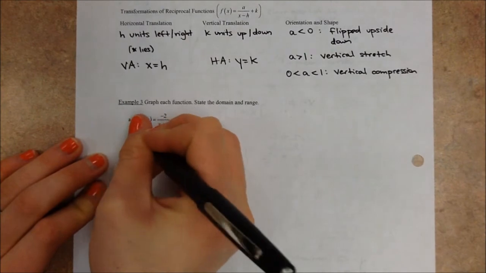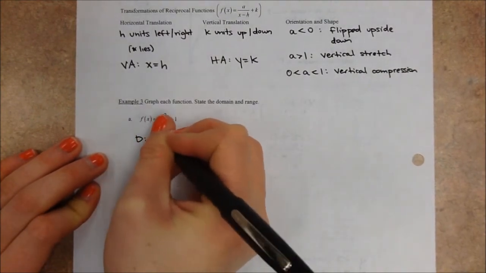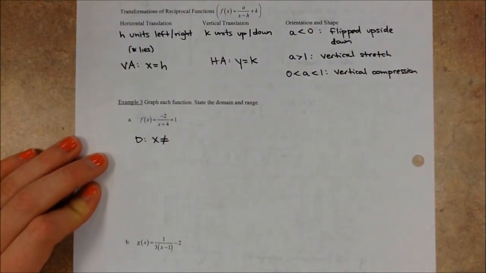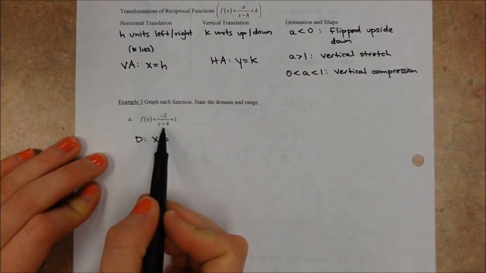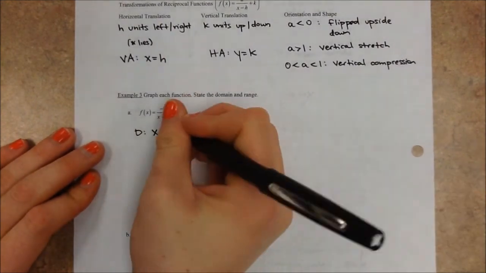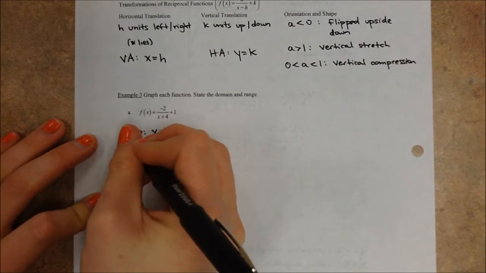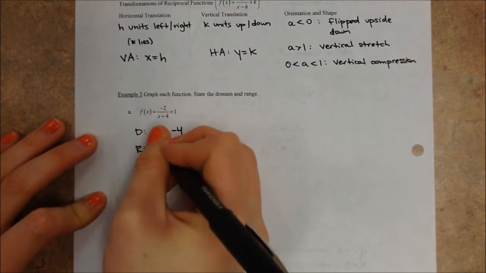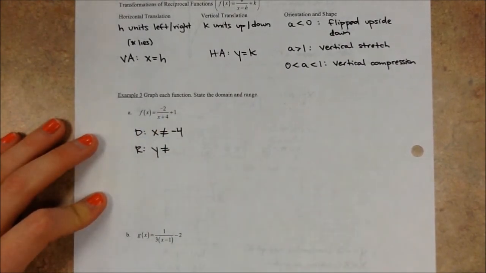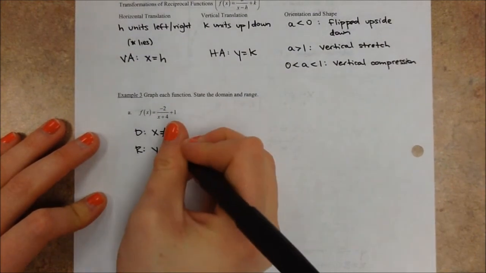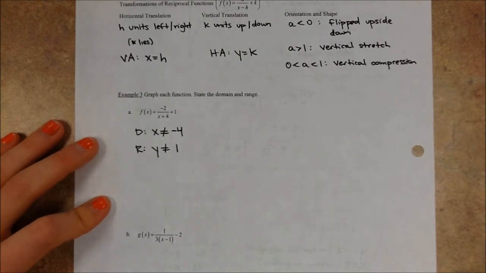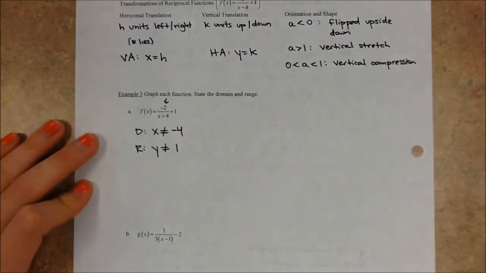So for my domain, remember x can equal anything but the horizontal asymptote. And since x lies, the horizontal asymptote is the opposite of what you see here, which would be a -4. In the range, the y value can be anything but the horizontal asymptote. All right, so the horizontal asymptote is a 1, so y can be anything but 1. And then let's take a look at this -2 and what that tells us.